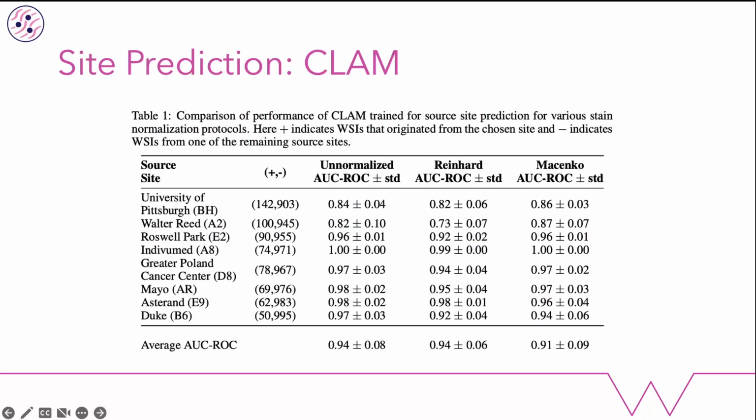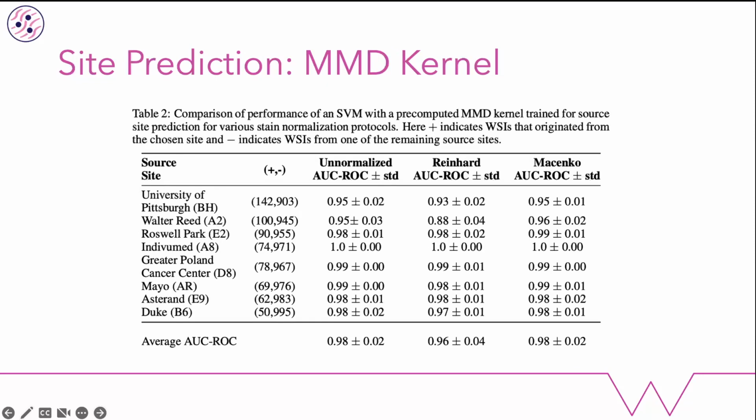First, we look at the results of CLAM. Here we can see that before stain normalization, the predictability of a source site is very high, with an average AUC-ROC of 0.94 across sites, indicating that source sites do leave signatures that can be picked up by machine learning models. However, even after the application of 2 different stain normalization techniques, Reinhard and Macenko, the AUC-ROC was still very high. This suggests that stain normalization does not solve domain shift, as if it did, the AUC-ROC would have been near random, around 0.5.